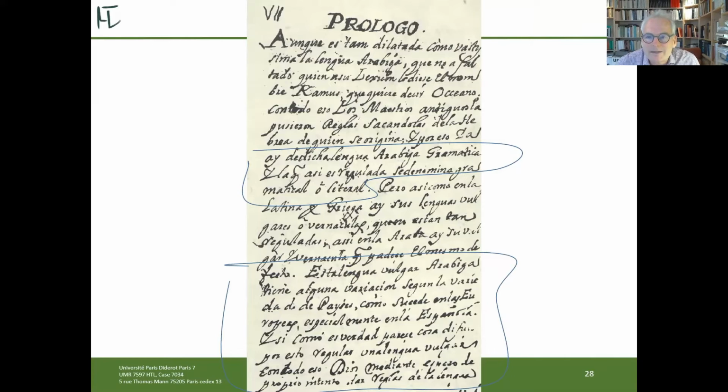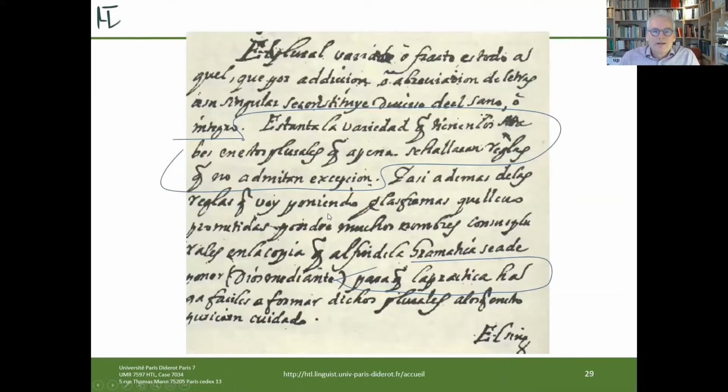Hay de dicha lengua arabica gramática. There you have the grammar for the Arabic language, and of course we can call this grammatical literal. And then the author says at the bottom of the page, esta lengua vulgar arabica se tiene alguna variación según la variedad de los países. And you have there the variety spoken in all parts of the Arabic speaking world. Here you find the plural. Es tanta la variedad y tienen los nombres en estos plurales y ajenas hayan reglas y no admiten excepción.